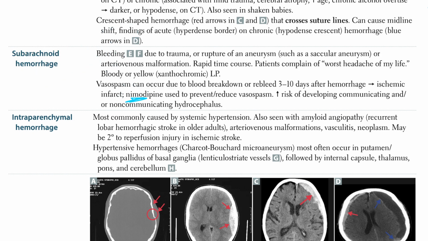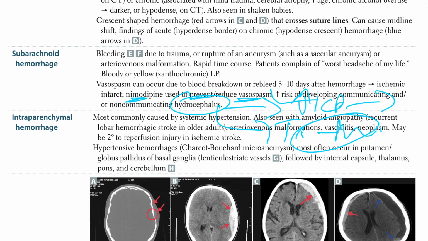So Nemo is given, high yield, to prevent or reduce that vasospasm, and there is increased risk of communicating and non-communicating hydrocephalus. Hydrocephalus will lead to increase in intracranial pressure, and that's going to lead to signs and symptoms. The treatment would be mannitol to decrease that hydrocephalus, to decrease that increase in ICP. And that's pretty much what we have for this one. Moving on, the next one is called intraparenchymal hemorrhage.